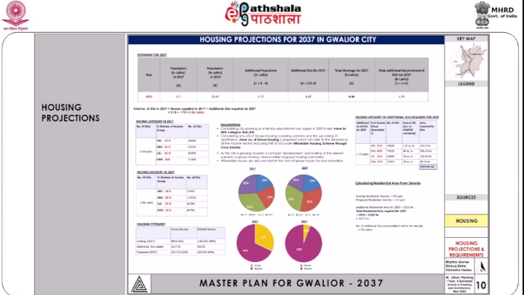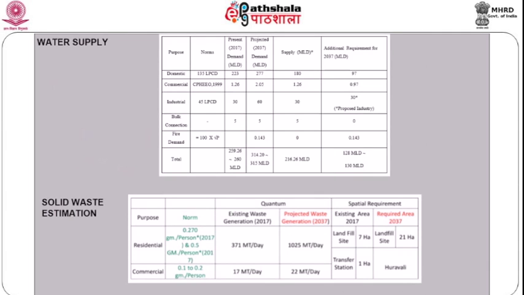We need to also estimate how much water would be required for the future. Water for various sectors is calculated and the total is estimated, which would again address or overcome the existing shortage. In addition, the additional requirements need to be fulfilled. So you can see from this table the various sectors for water supply and how the calculations are done.